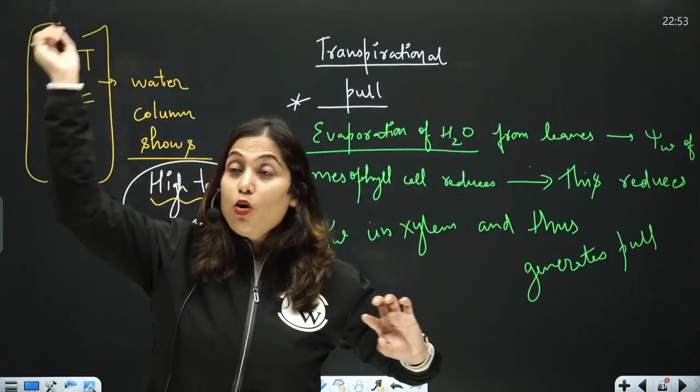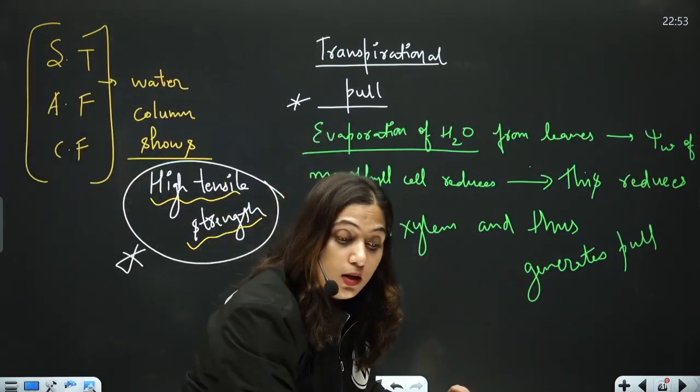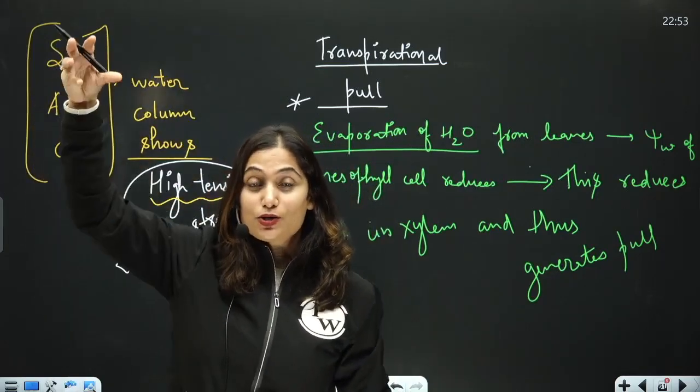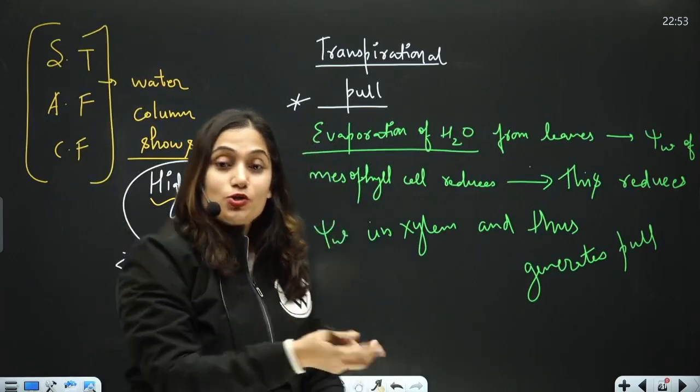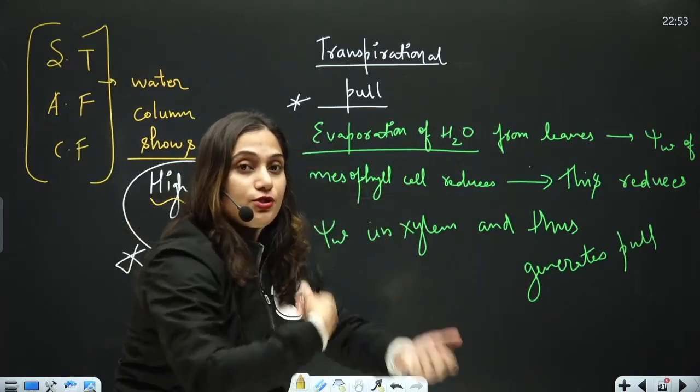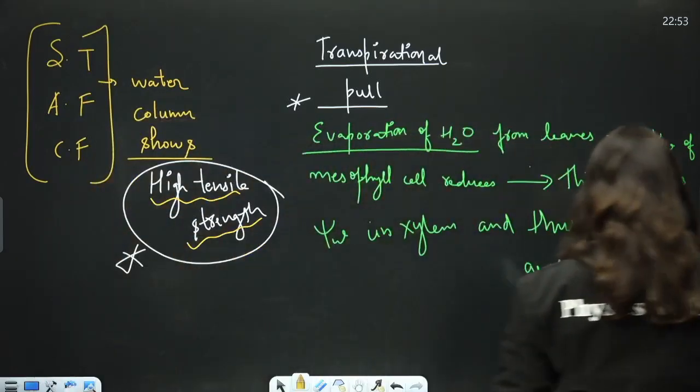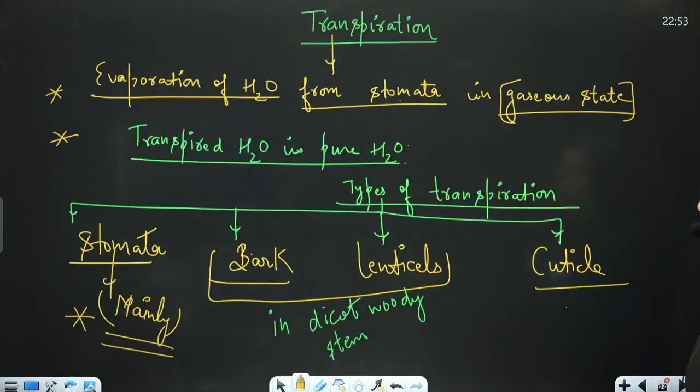So in the whole column, in the whole xylem tube, negative pressure is created because of the transpiration. So there is a pull-like force which is generated, that is transpirational pull. That is the major force in the ascent of sap.